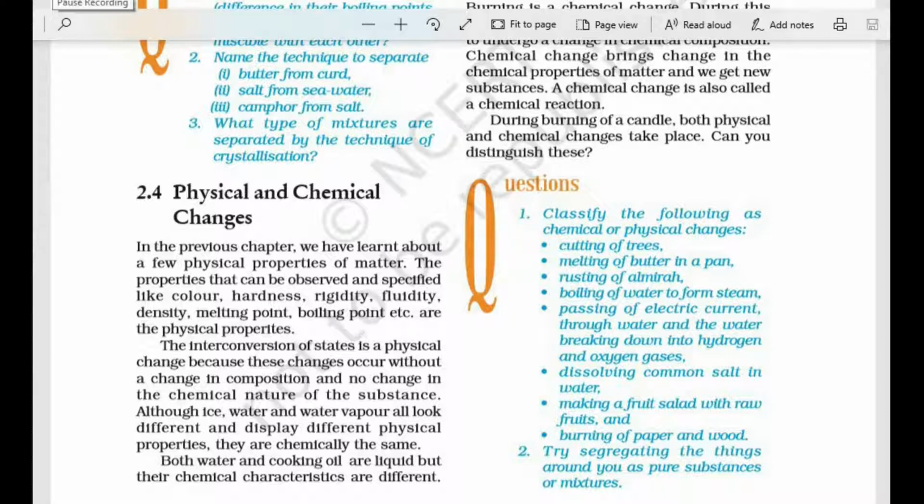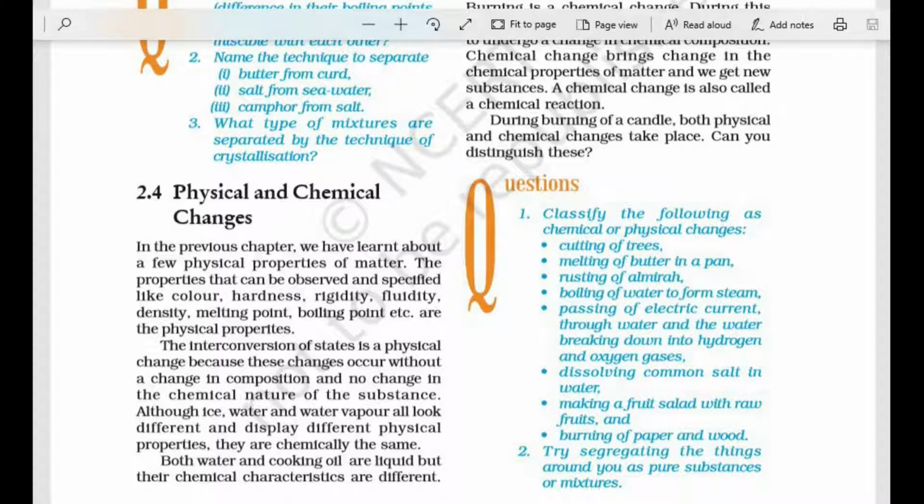In the last video, I told you about the separation of the components from a mixture by using various techniques. If you missed them, you can check them in the description box. And today we will discuss the difference between a physical and chemical change and the types of pure substances. So let's start quickly.